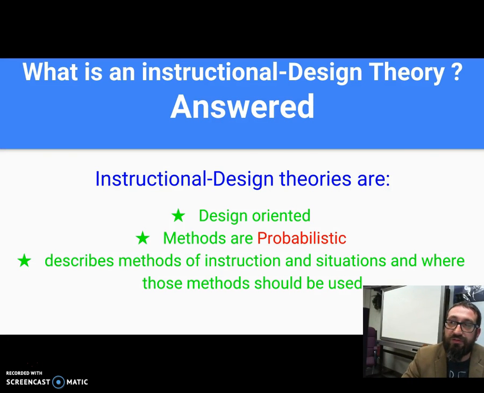What is an instructional design theory? This is a review of the past 6 slides. We have learned that instructional design theories are design-oriented, the methods are probabilistic, and it helps describe methods of instruction in situations where these methods should or should not be used.